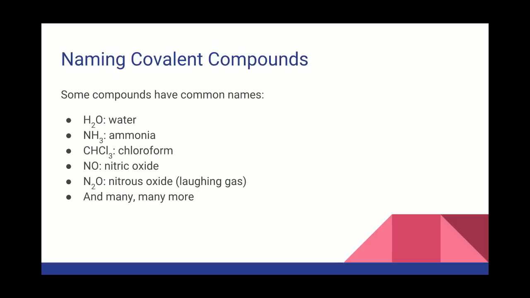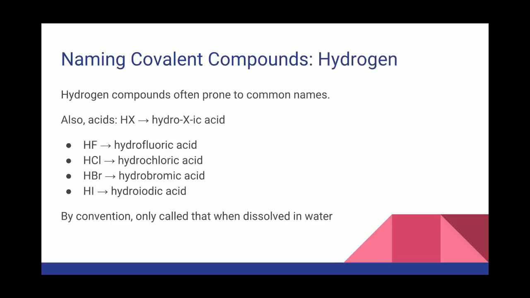And a lot of things have common names, and they'll show up all the time. Some of these names are pretty much permanent, like water and ammonia. Others are sort of fading and may disappear entirely. We'll see. Another exception is the hydrogen compounds, but at least there's a system to the hydrogen compounds.